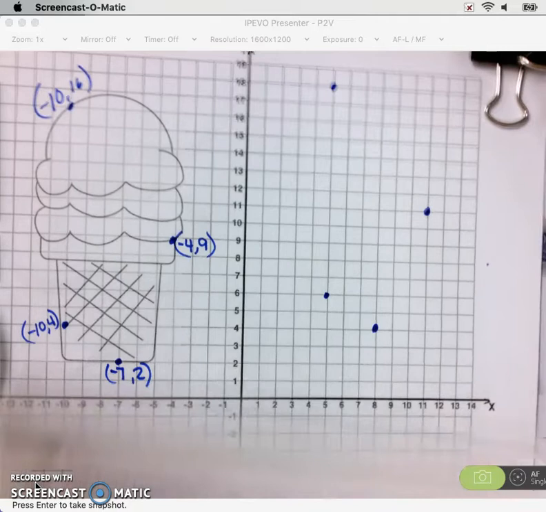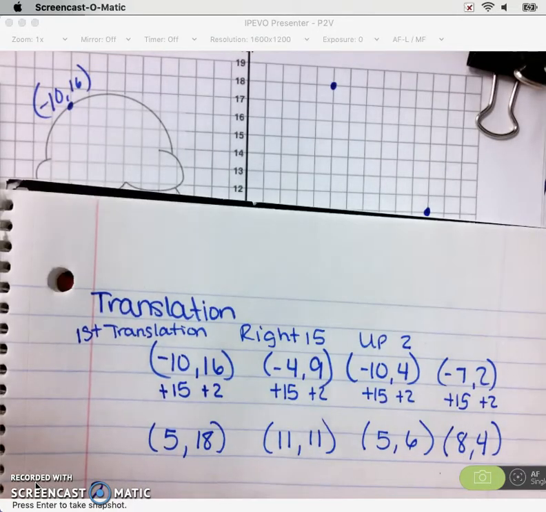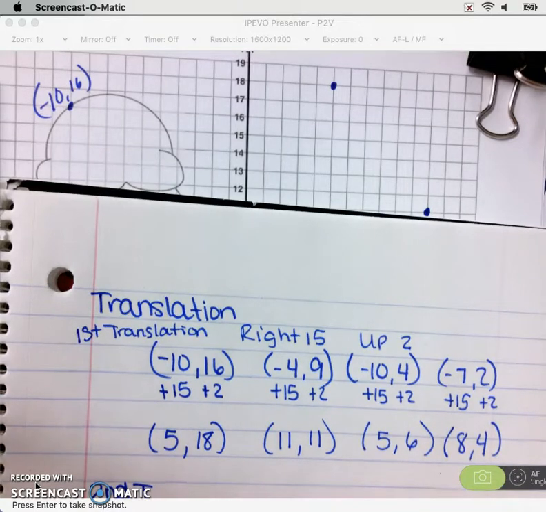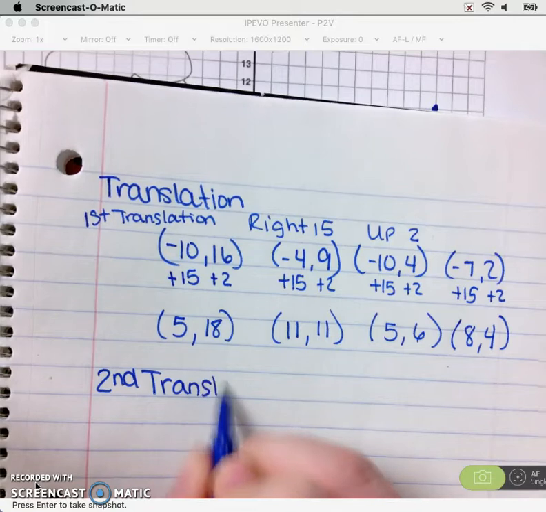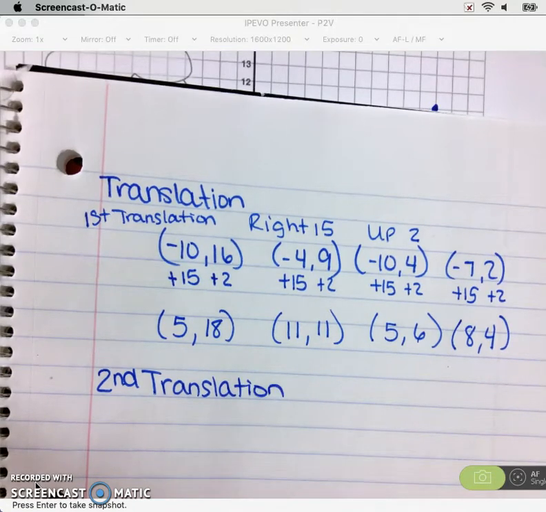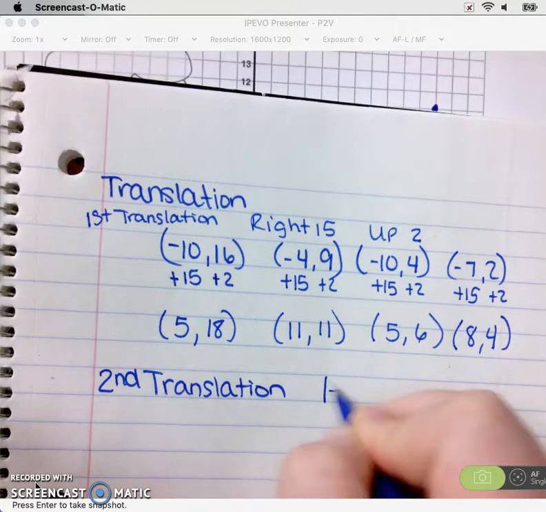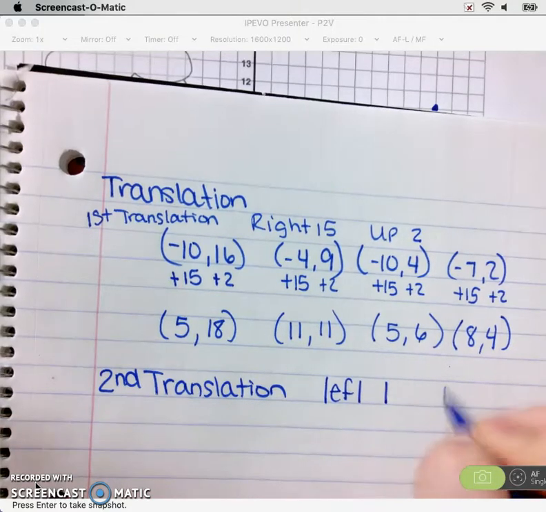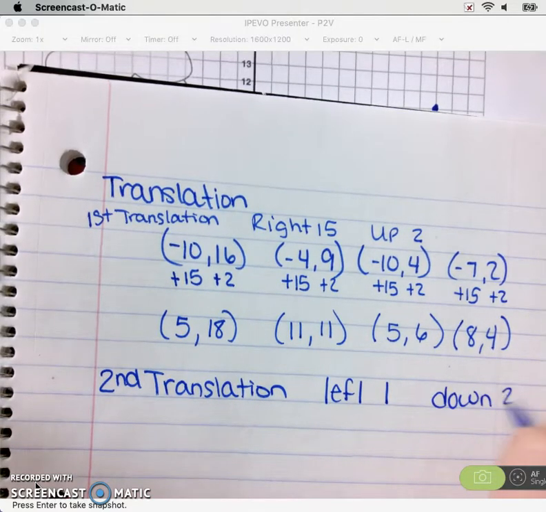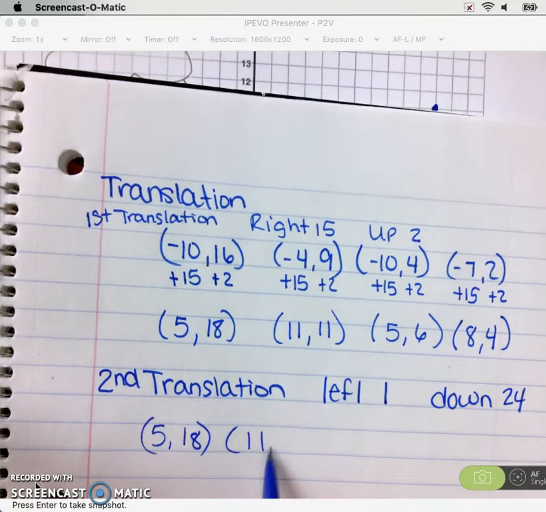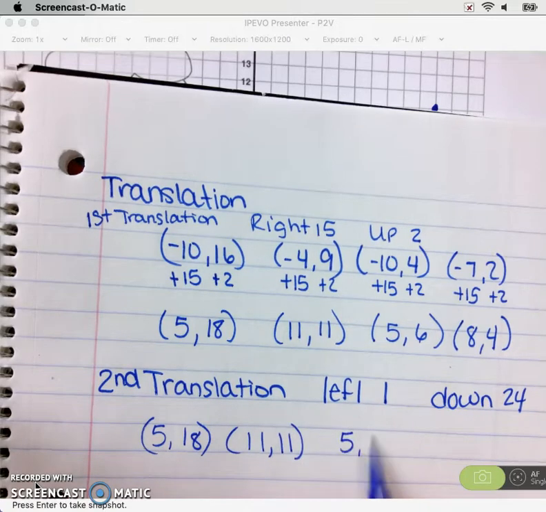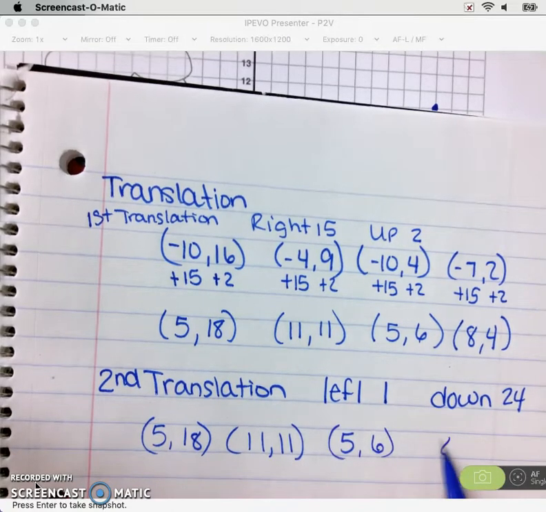Okay, then my second translation, you need to use these last points here. So the second translation is left 1, down 24. So I'm going to rewrite my new points. So 5, 18, 11, 11, 5, 6, and 8, 4.